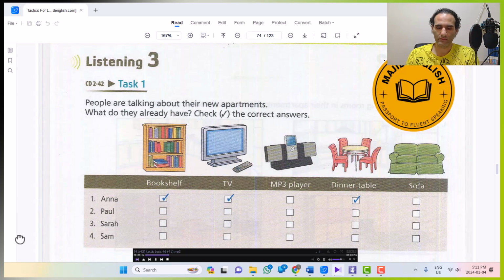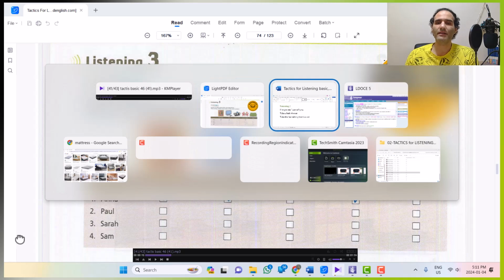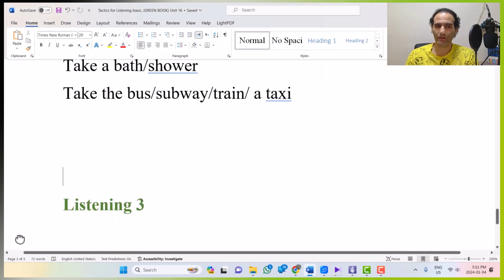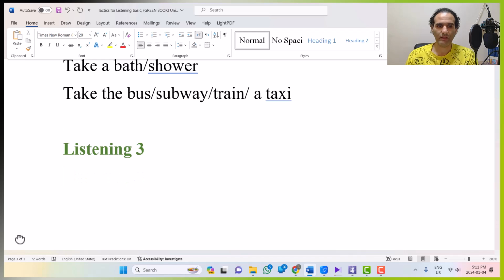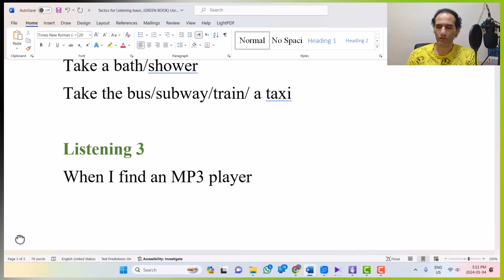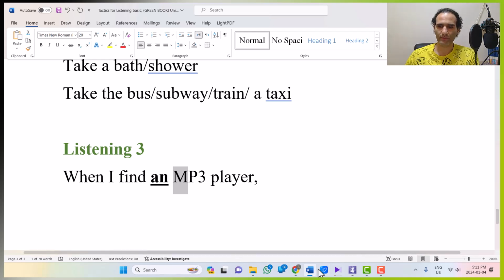When I find an MP3 player. Something interesting. When I find an MP3 player. So my point is about a or an. Here, maybe everybody thinks of a because of M. But if you want to know why, you gotta go to my YouTube. Why here it says an MP3 player.